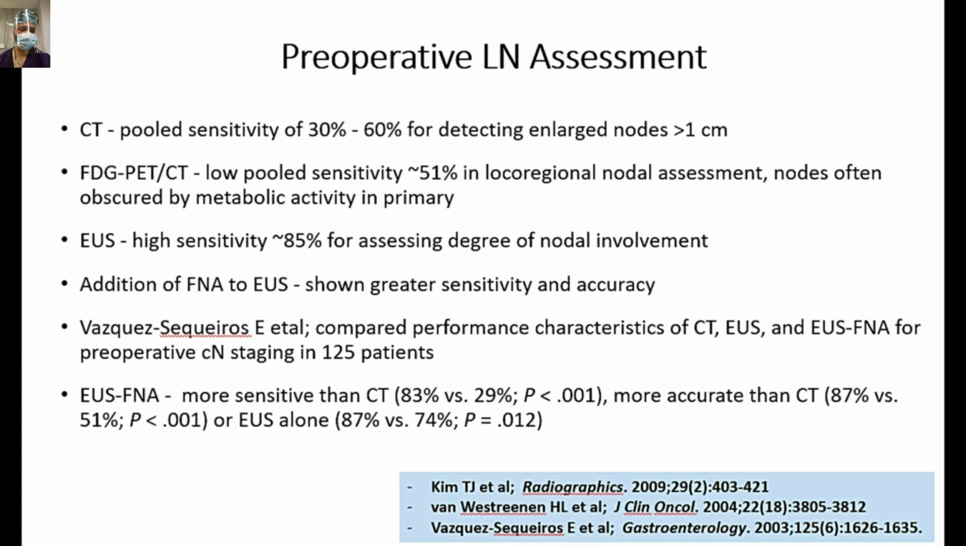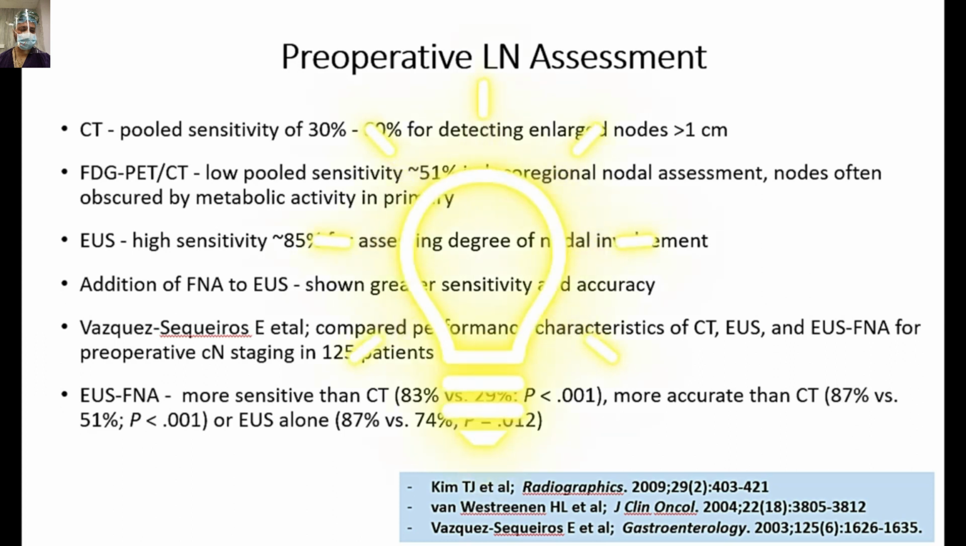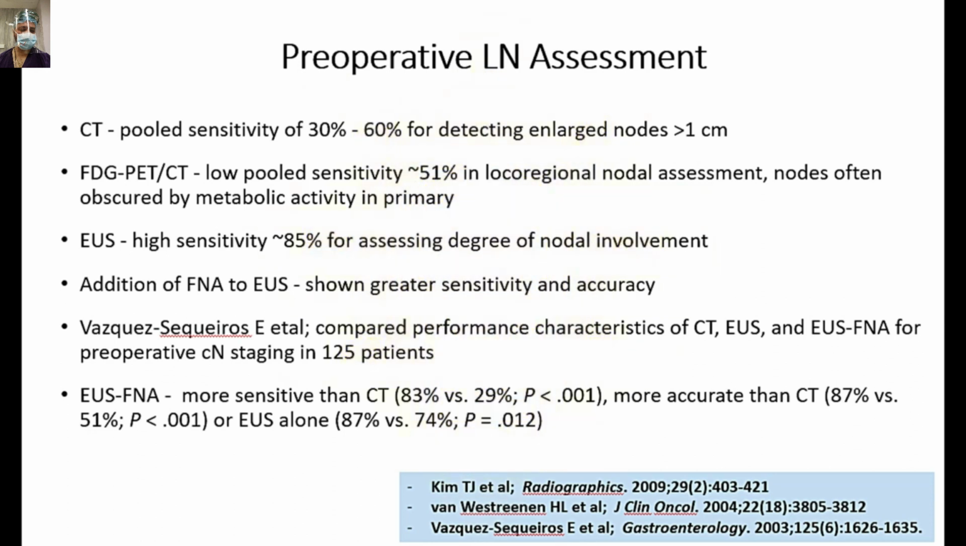In a study by Vazquez et al., they compared the performance characteristics of CT, endoscopic ultrasound, and EUS-guided FNA for preoperative clinical lymph node staging in 125 patients. The EUS FNA combination was more sensitive than CT, that is 83% versus 29%, which was significant, and more accurate than CT, that is 87% versus 15%, again significant, and than EUS alone, that is 87% versus 74%, which was not significant.